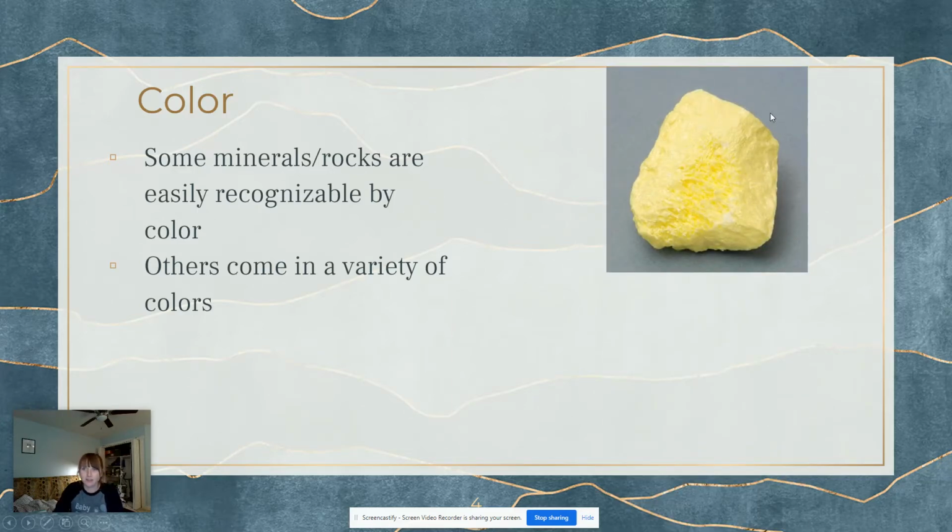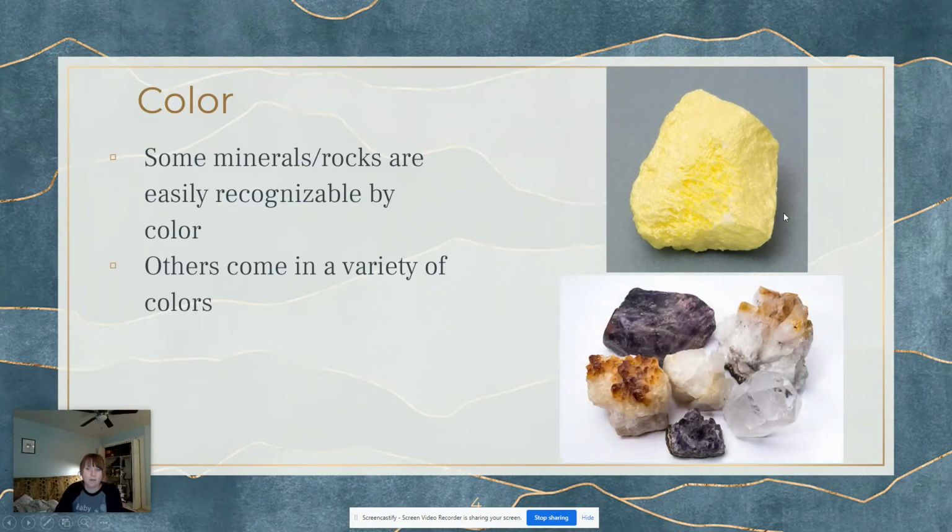Over here I have sulfur. Sulfur is a bright yellow. There's not really any other minerals that could be confused with sulfur, so sulfur is a good one to use color to identify. But here are some different examples of quartz. We've got some amethyst and some clear quartz and some smoky quartz, so lots of different colors. So I wouldn't stop at color to identify something as quartz.